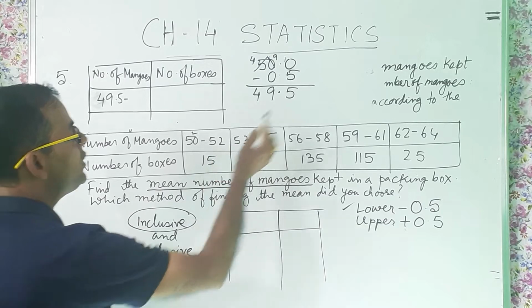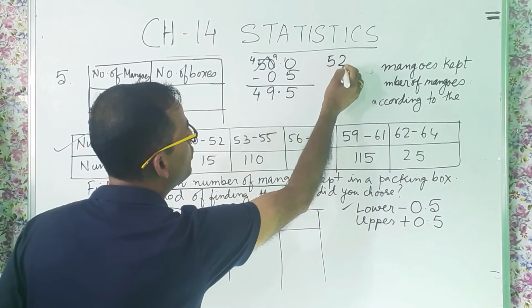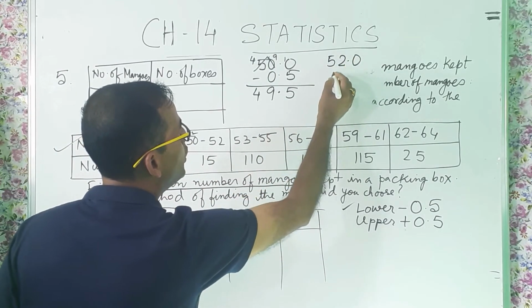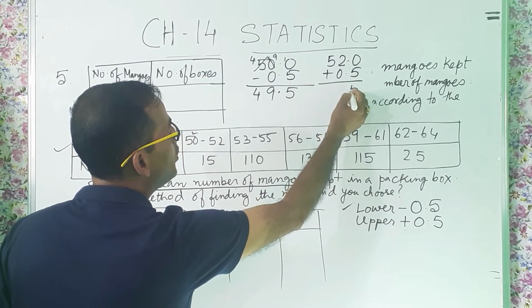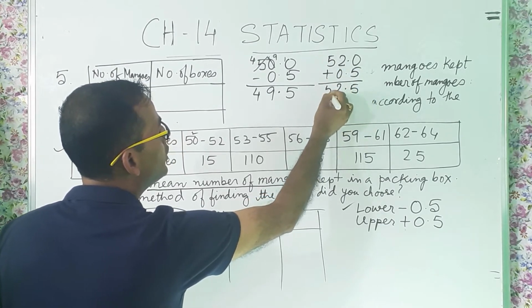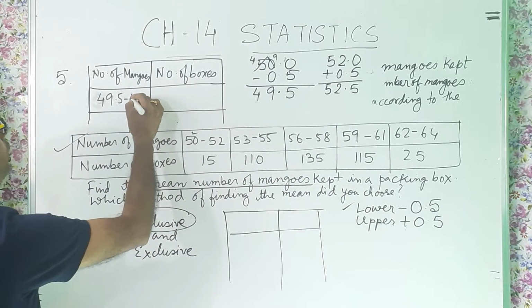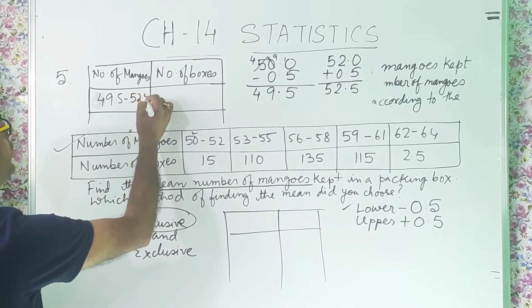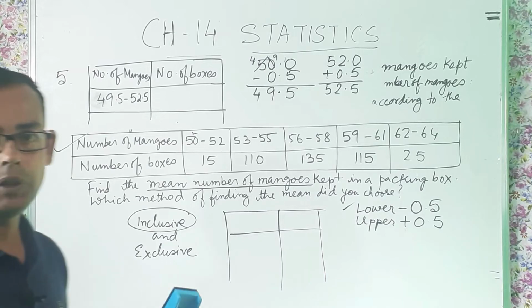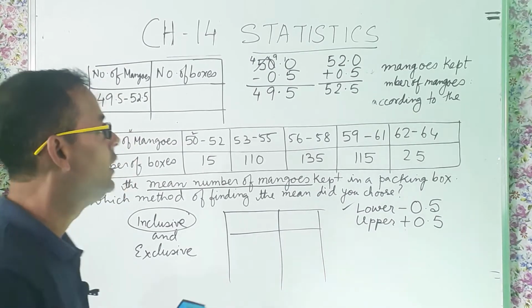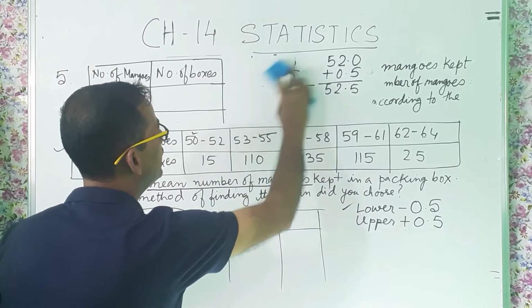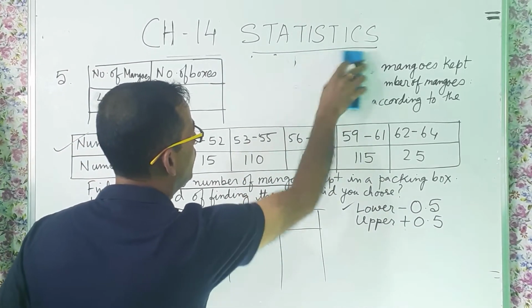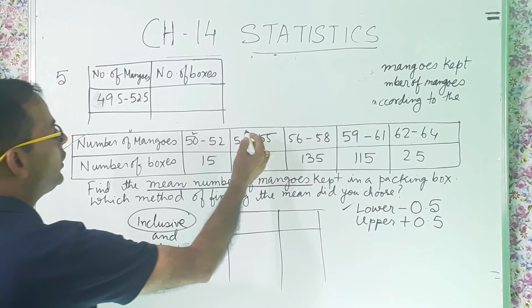Now what is the upper one? Upper is 52. So 52.0 and I will add 0.5. So for adding no problem. So what you get? 52.5. Up to this much clear. Now next one, let us do the next row.